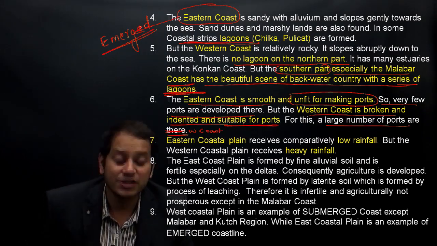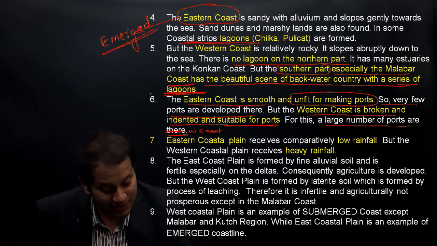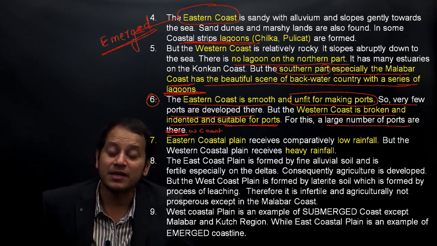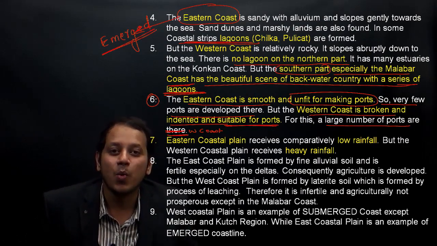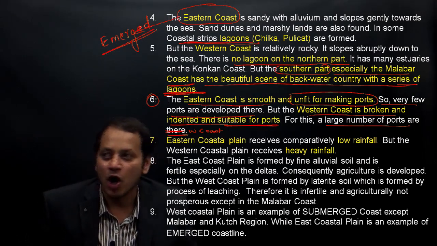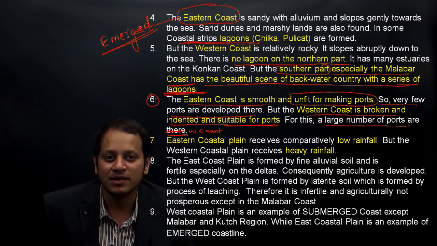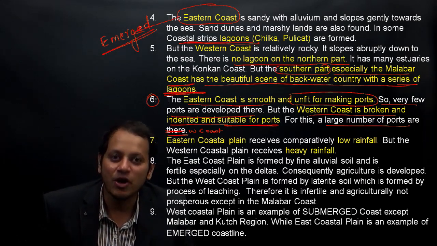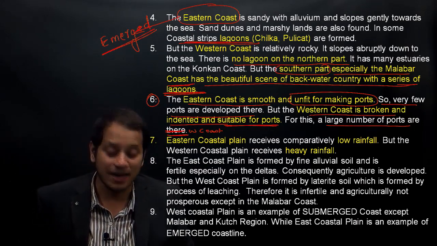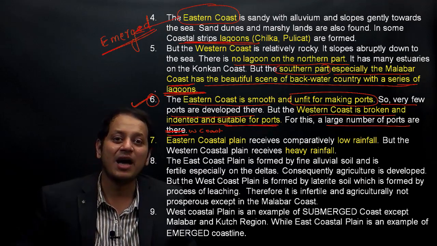So if I ask you, where are the natural ports and harbor found? What is the application of the 6 points? An application is, if a question comes in the examination, where are the natural ports or harbor found? On the west coastal plain or on the east coastal plain? What will be your answer? Your answer will be on the west coastal plain. You will find natural ports and harbors. Why? Because it is indented coastline. It is an irregular coastline.